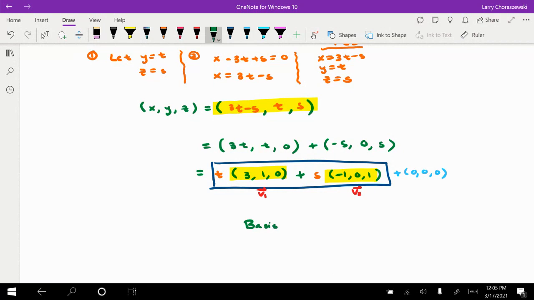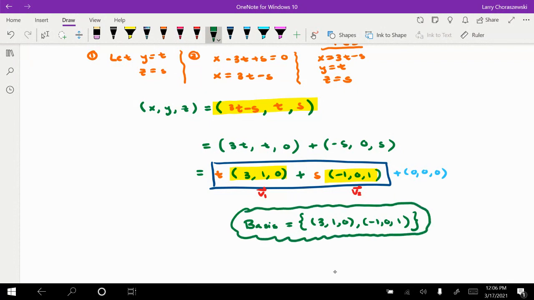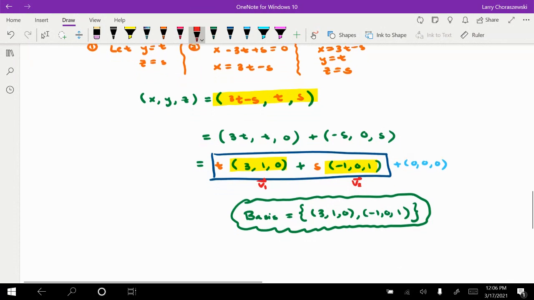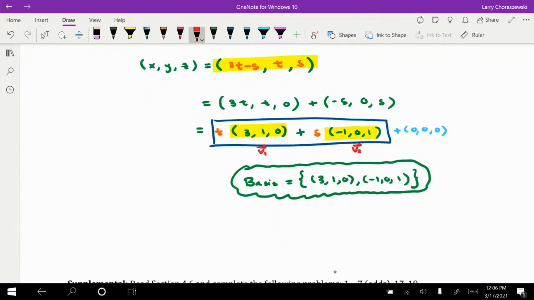Let's state our answer then. Our basis will consist of the set of v1 and v2, 3, 1, 0, and negative 1, 0, 1. This would be our basis because these two vectors construct that plane through the origin. Anybody want to tell me what the dimension of this basis is?